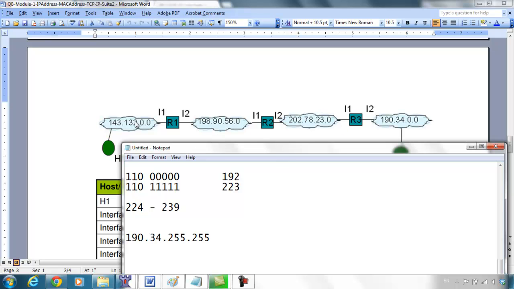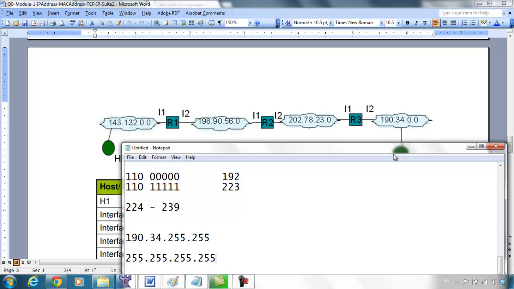IP address. So if I want to send a packet from the 143.132 network to all the hosts within this network, I can use this as my directed broadcast IP address. Whereas a limited broadcast IP address is simply all 32 bits set to ones.